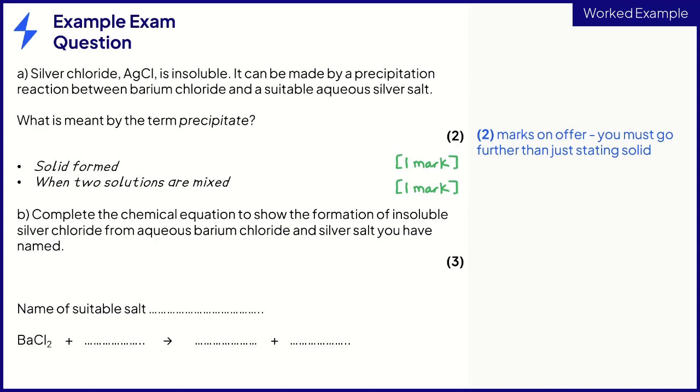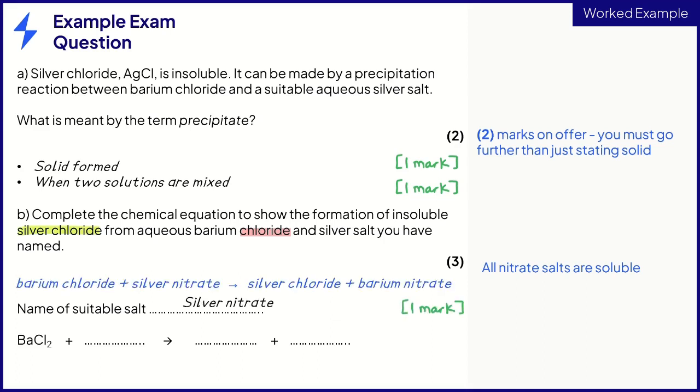Part B is a little more tricky, as you now have to identify which soluble salt is required to form silver chloride. The chloride part of silver chloride has already been accounted for using barium chloride, but we need to provide the silver ions. Remember earlier in the video we talked about the fact that all nitrate salts are soluble. This is a good rule that you can use to help you. Therefore, silver nitrate is the required salt.